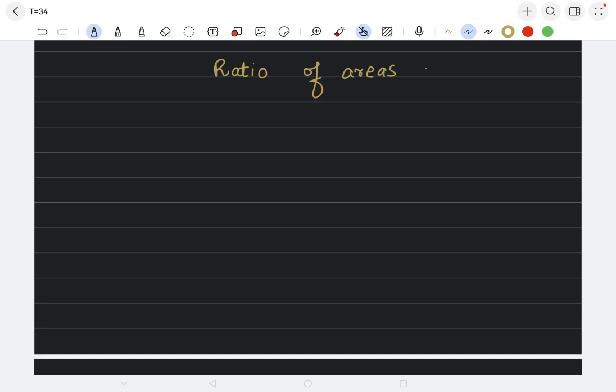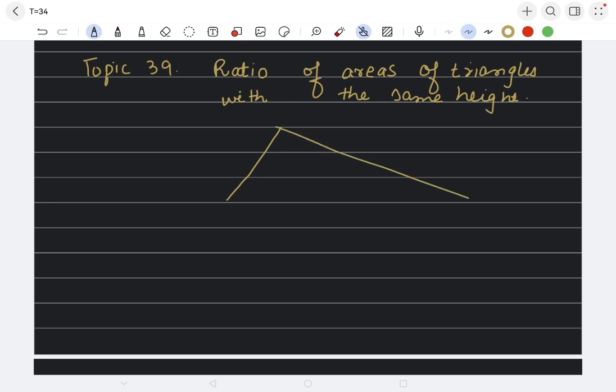Ratio of areas of triangles with the same height. Okay, this is our topic number 39. Okay, let me draw a triangle here. This is a triangle, and this is A, this is B, this is D, and I'm going to draw a height in the middle. You can see this is going to be my height. Okay, and this is C.